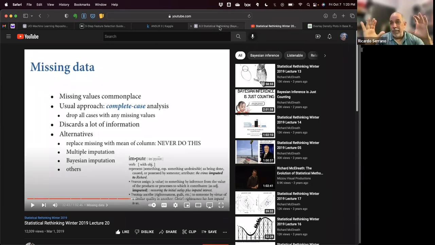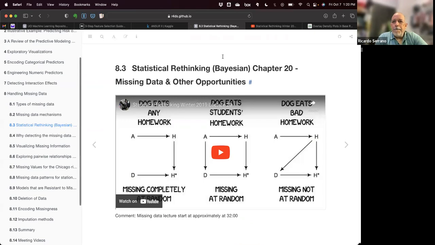But if your data set is about 1,000 rows and you have a variable that has 20% missing values, you are taking 20% off right off the bat, okay? And if it doesn't follow the MCAR mechanism, then you are distorting the data set, the information of the data set itself, okay? Any questions so far?